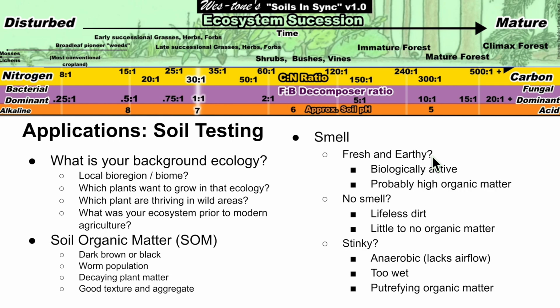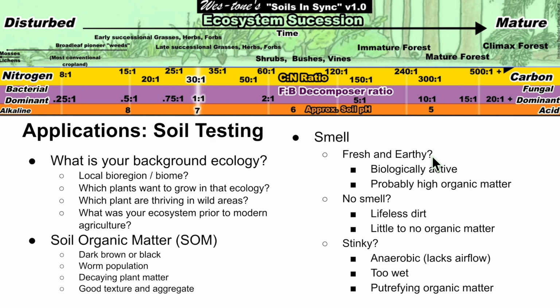Another application for this infographic is to assist with basic soil testing. Here are a few basic tests of the key points we're looking for. What is your background ecology? What's your local bioregion, your biome? I already mentioned some of these. What plants already want to grow? What plants are thriving in wild areas?